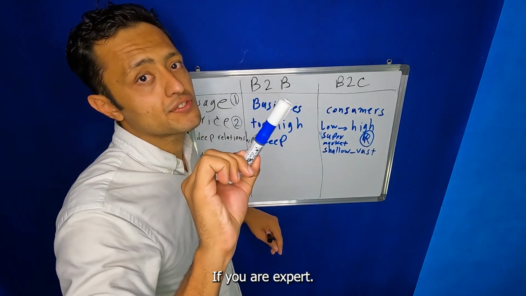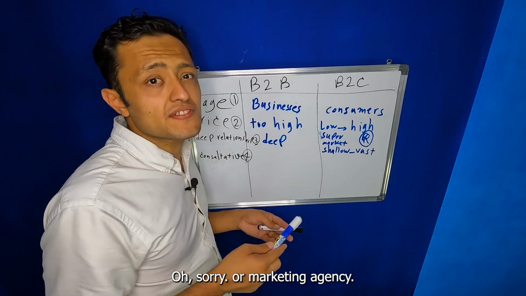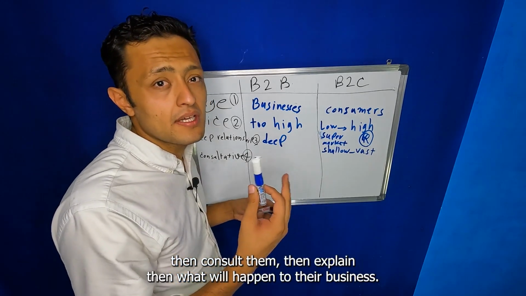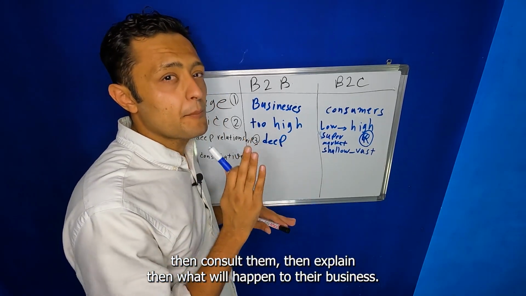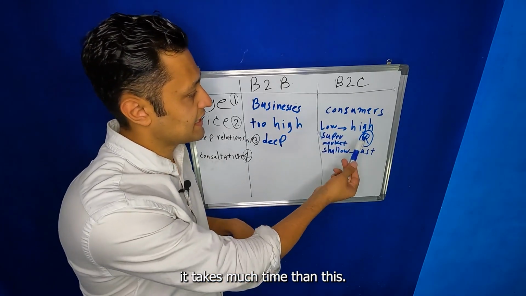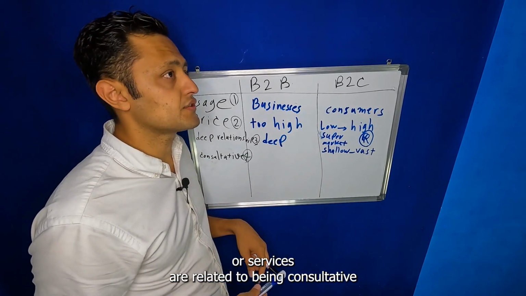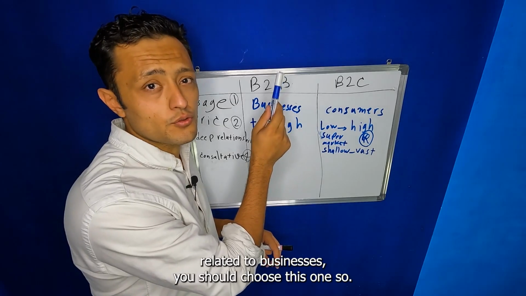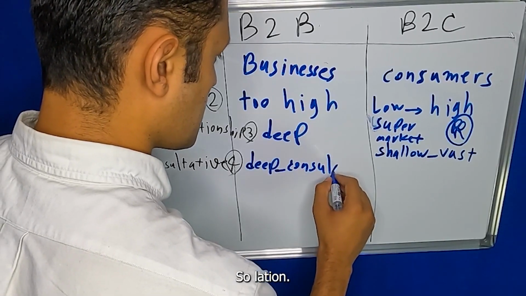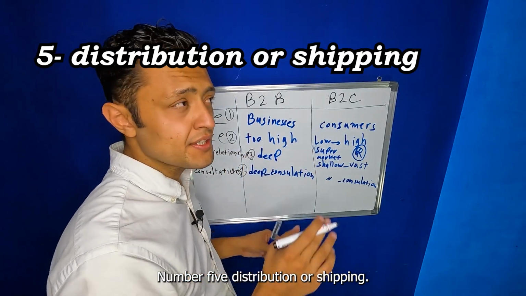If you are an expert, or as I said, a business coach or marketing agency, they're coming and asking you, and you should first ask them, then consult them, then explain to them what will happen to their business if you can do better marketing for them. It takes much more time than this. But if you like to consult people, and also if your products or services are related to being consultative and related to businesses, you should choose this one. So, deep consultation, shallow consultation. Number 5, distribution or shipping.